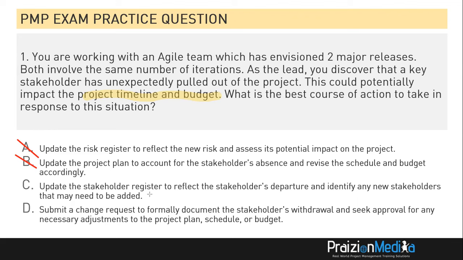Let's take a look at D. Submit a change request to formally document the stakeholder's withdrawal. So that's taken care of. It could be a really important stakeholder. We don't know, right? But because it is going to impact the project timeline and budget, we could say, yeah, this has got to be something significant. It says, and seek approval for any necessary adjustments to the project plan, schedule, or budget. That will take care of the underlying piece. Therefore, the best option, my friends, is D.